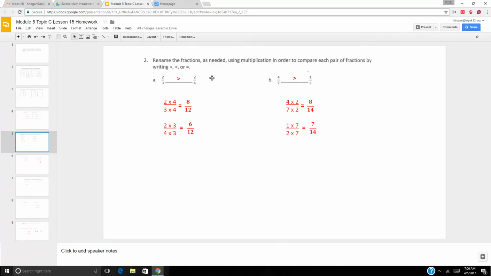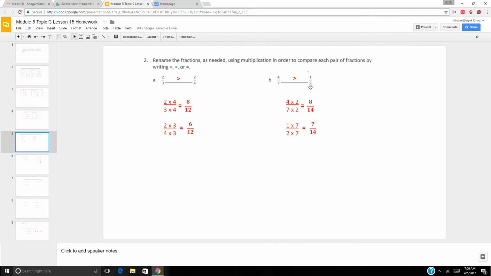So we're going to rename the fractions as needed. So I have 2/3 and 2/4. Technically, do I have to rename them? They both have numerators of 2, so we're really just looking at thirds and fourths. So we know that 1/3 is greater than 1/4, so 2/3 is greater than 2/4. I did find common denominators, but you don't have to do that.